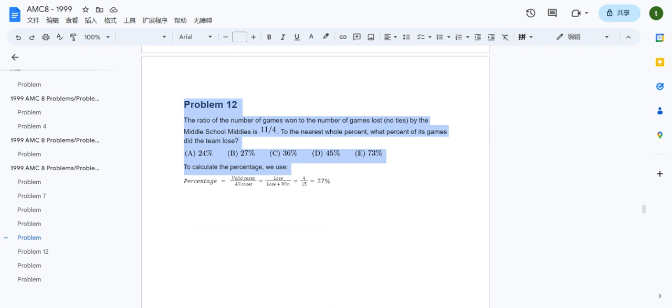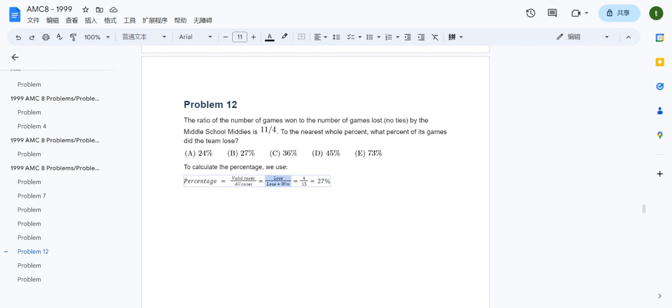So let's look at this problem. The percentage again is going to be valid cases versus all cases. In this case, since the problem asks what percentage of its games did the team lose, the valid cases would be the games that the team lost. All cases is lose plus win. Just 4 divided by 4 plus 11, which is 4 divided by 15. In this case, it's going to be 27%.